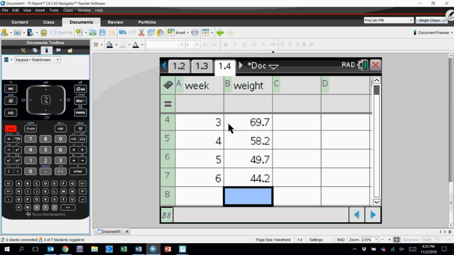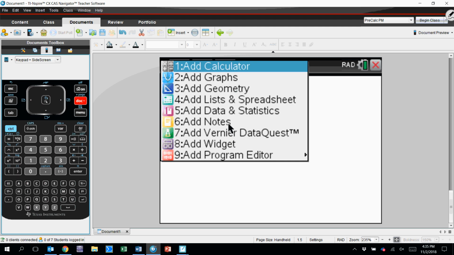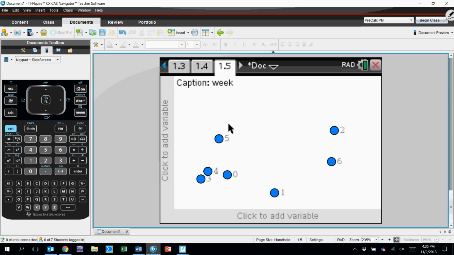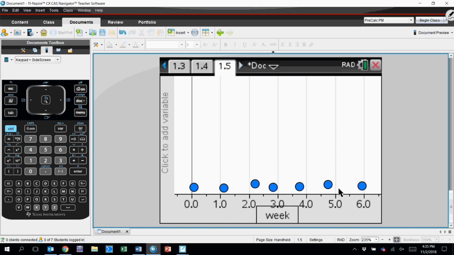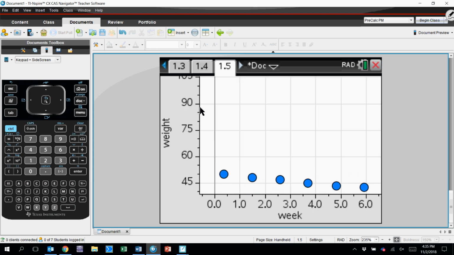Before we do that, I like to always look at a spreadsheet or a data and statistics page. Look at the scatter plot so we kind of see what it looks like. Remember, at first you just get random dots anywhere, and then we have to click to add a variable, and we want weeks to be X, and we want weight to be Y. So if you look at that, it looks pretty reasonable, that it's kind of exponential. It is going down, so it's decay, and it seems like exponential would be a reasonable fit for that.